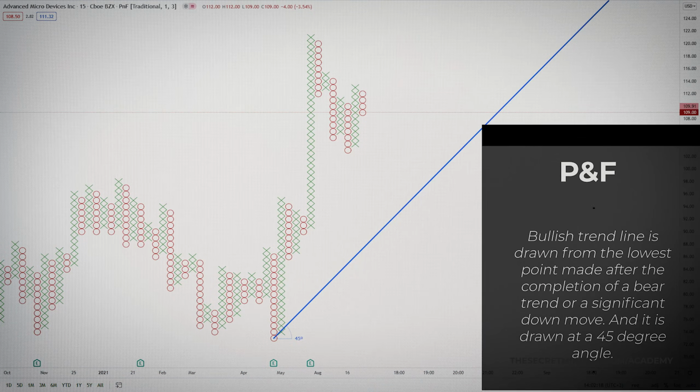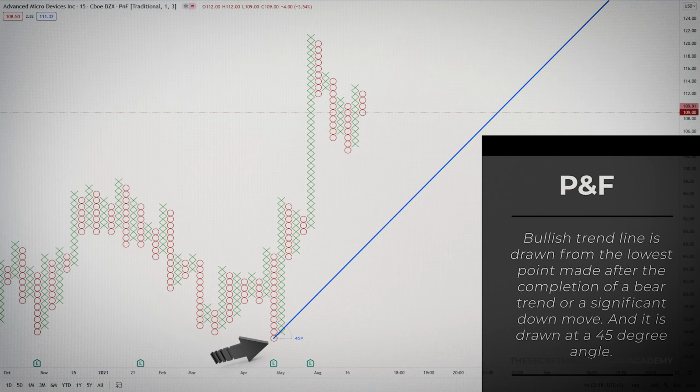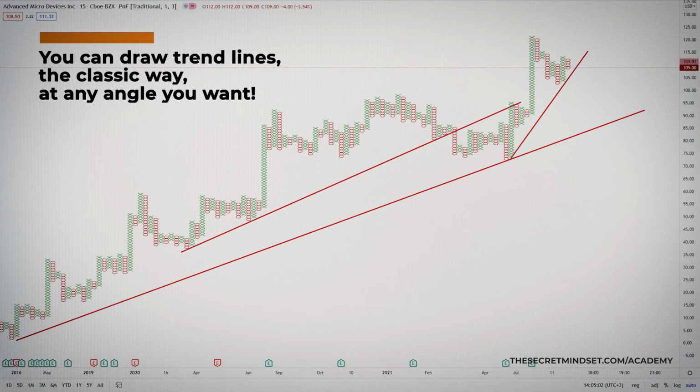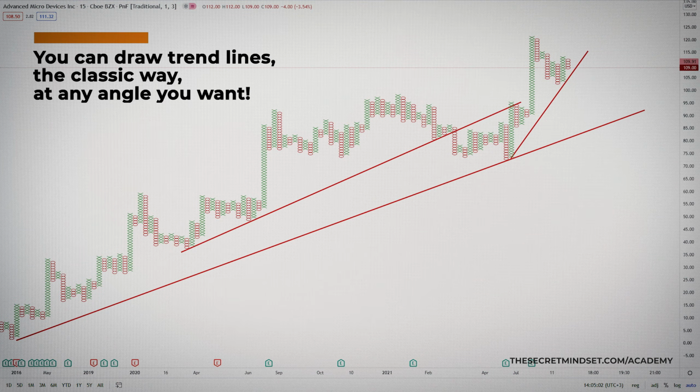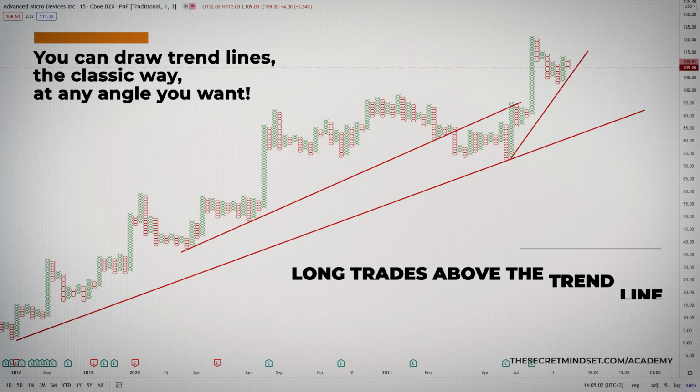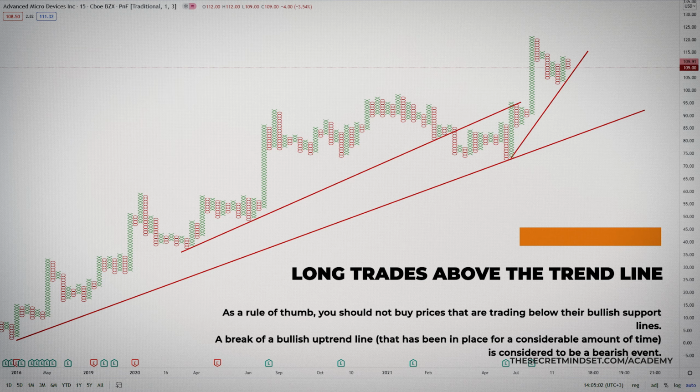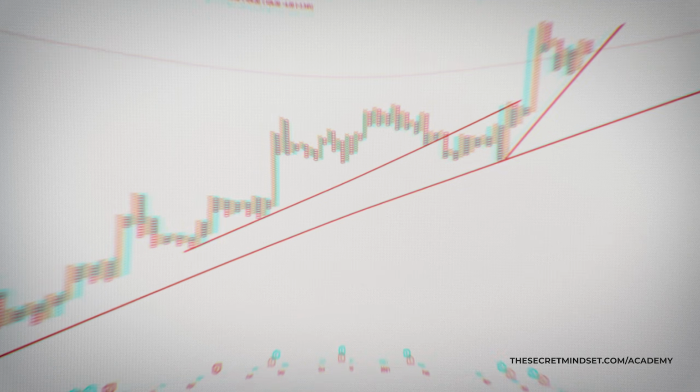It can be drawn from the lowest point made after the completion of a bear trend or a significant down move, and it's drawn at a 45-degree angle. However, you can also draw trend lines the classic way, at any angle you want, and backtest future price action. As a rule of thumb, you should never buy prices that are trading below their bullish support lines. A break of a bullish uptrend line that has been in place for a considerable amount of time is considered to be a bearish event.